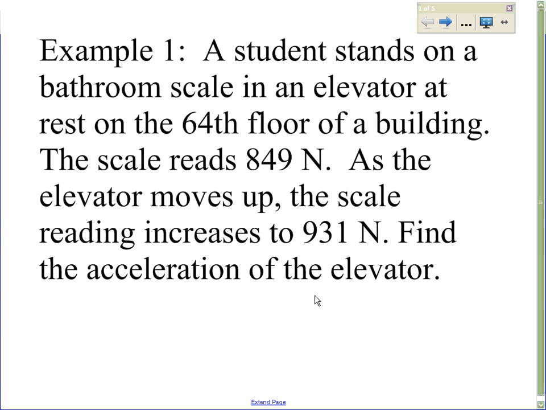Okay, we're going to look at some WebAssign problems. This first one says the student stands on a bathroom scale in an elevator that's at rest on the 64th floor of a building. The scale reads 849 newtons. As the elevator moves up, the scale reading increases to 931 newtons. Find the acceleration of the elevator.